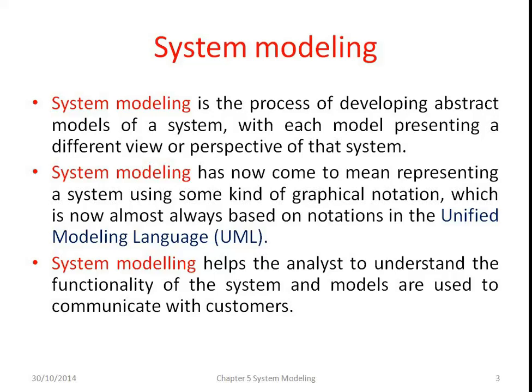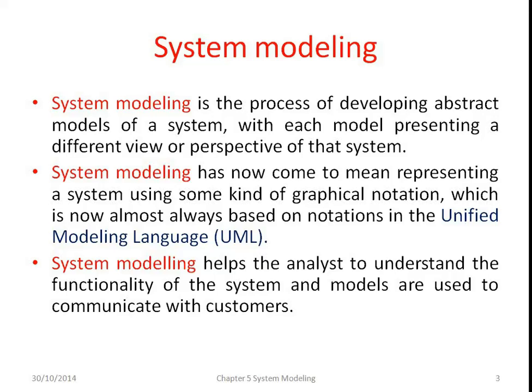So system modeling is the process of developing abstract small models of the system, with each model presenting a different view or perspective of that system. Each model has a different function, such as the addition function and the subtraction function in the second model. Each model presents a different view or perspective of the system.